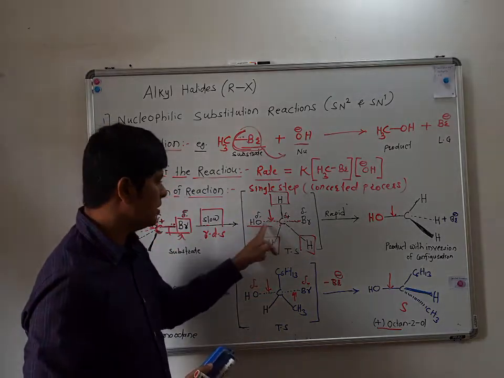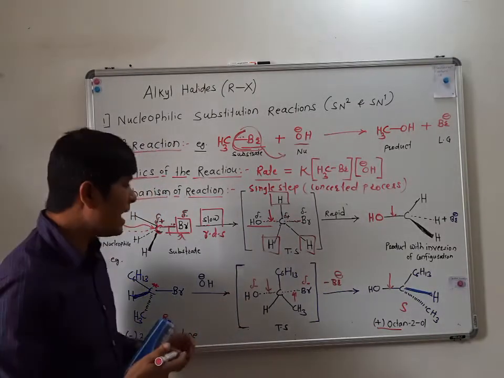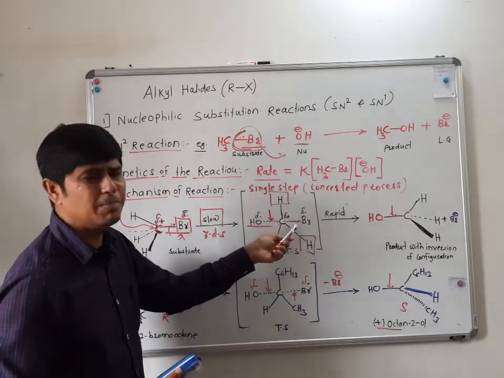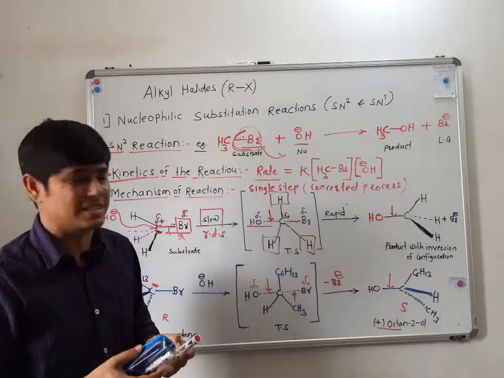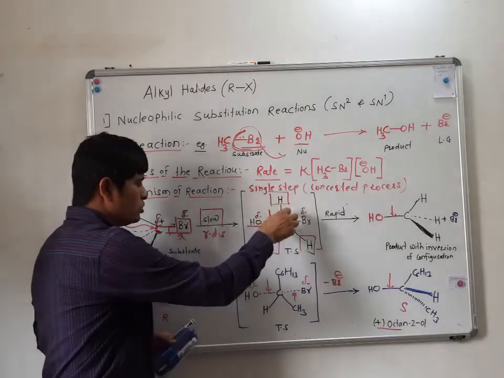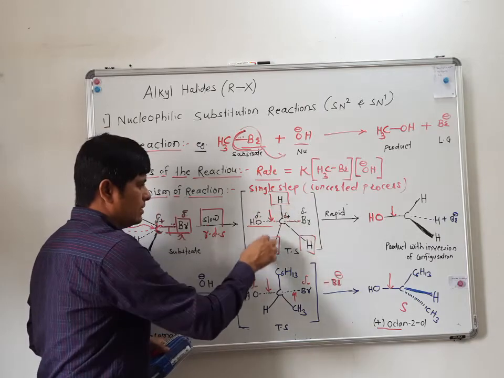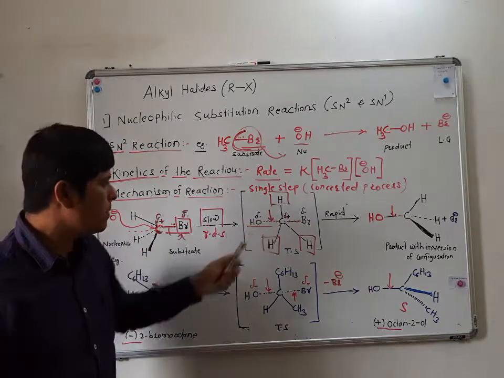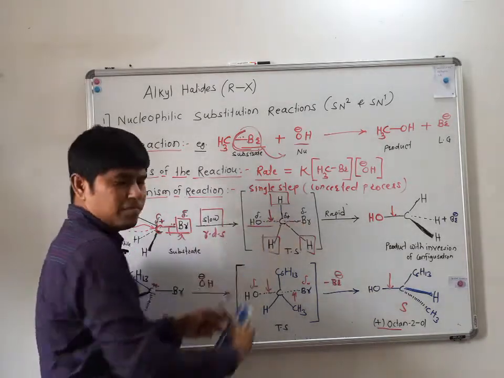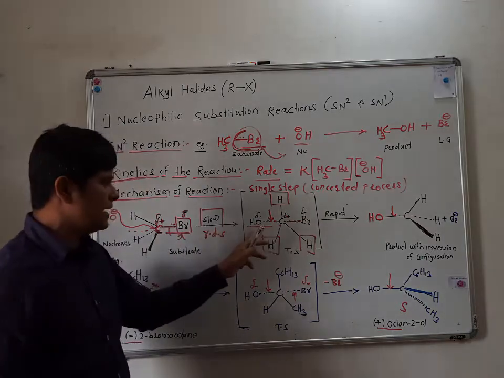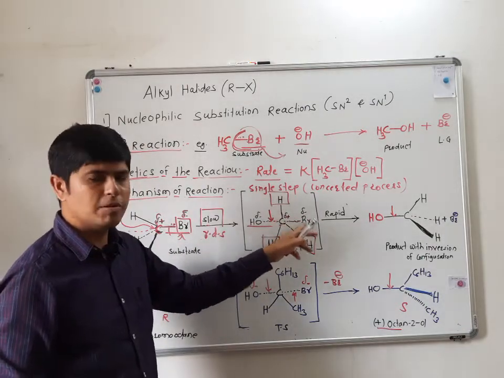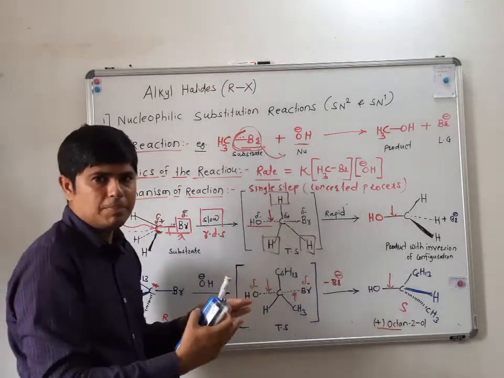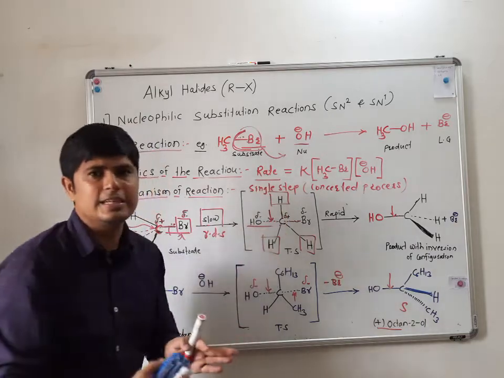Here we have shown these two bonds by dotted lines, that means here bond formation is taking place, and at the same time bond breaking is also going to take place. Now see, we have shown this carbon atom and these three hydrogen atoms, or these three groups, in a coplanar state. They become coplanar when hydroxide approaches this carbon atom and the carbon-bromine bond breaks, and at the same time this central carbon changes its configuration.